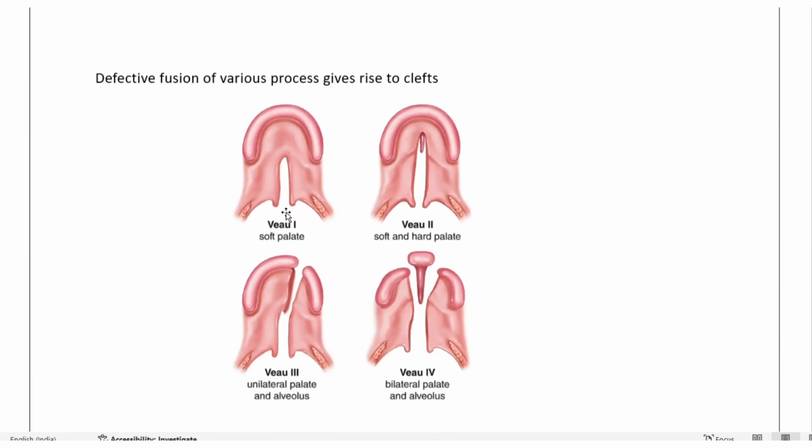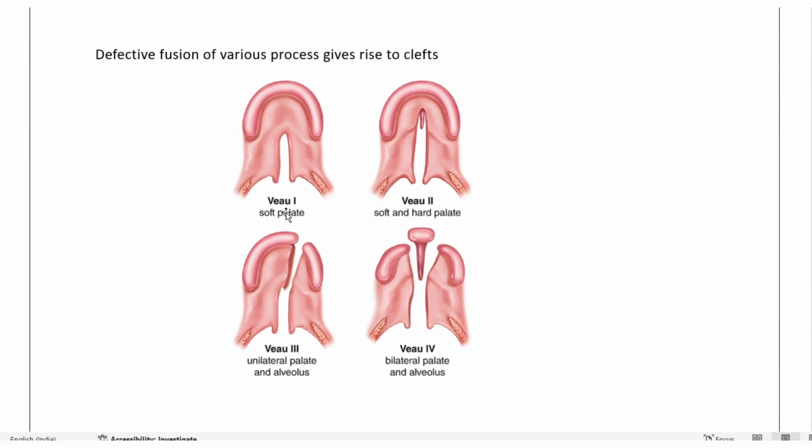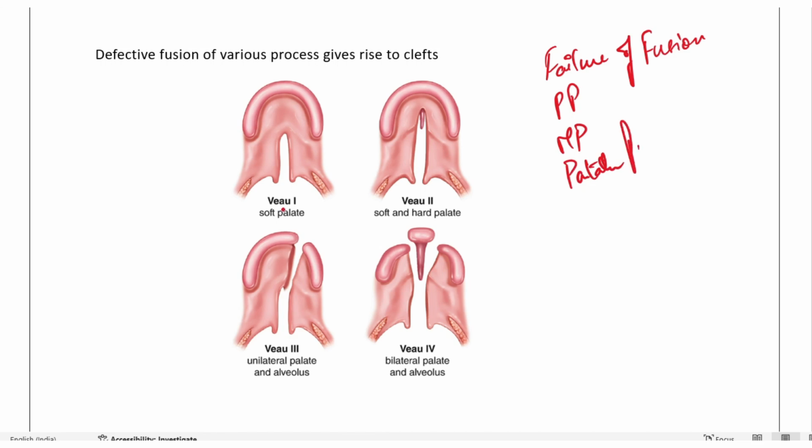Coming to the anomalies of the palate. They can occur due to failure of fusion with the primitive palate, maxillary process, or the palatine or the palatal processes of maxilla. Okay. Failure can happen anywhere. So to classify this, we have what is called the Veau's classification.